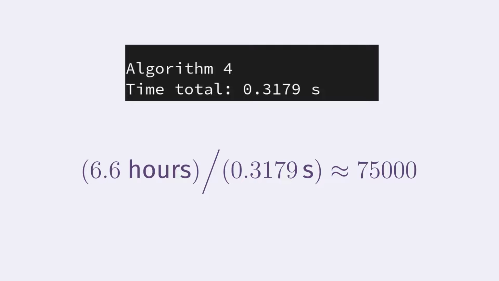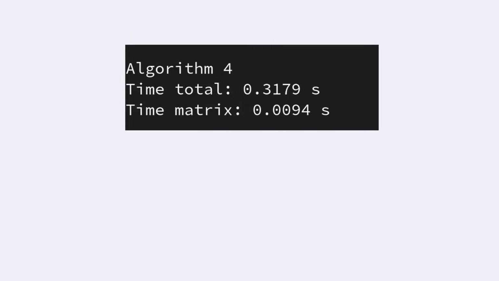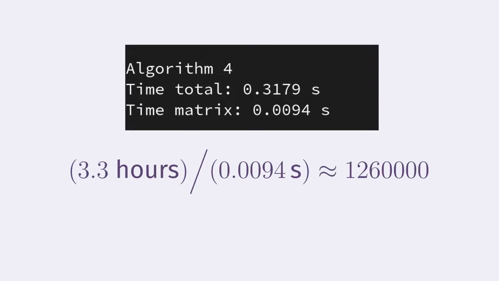The result of this is that, using this algorithm, it took only 0.32 seconds to run the Goptjaam script on the Conlang Relay text, which is a 75,000 times speed up from the 6.6 hours the original script would have taken. Not only that, but out of the 0.32 seconds, only 0.0094 seconds were spent on constructing the matrix A, which is a 1.2 million times speed up from the original algorithm.